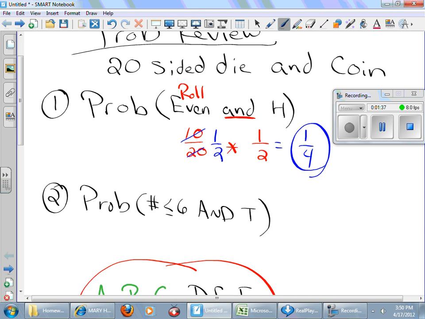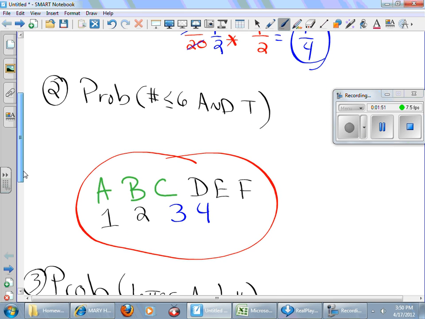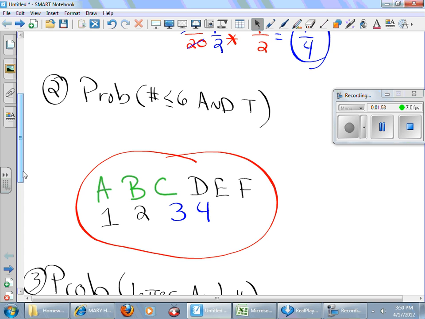If I take a 20-sided die and a coin, I roll the die, and then I flip the coin, it should happen 1 out of every 4 times that the number rolled will be even and the coin will land up heads.